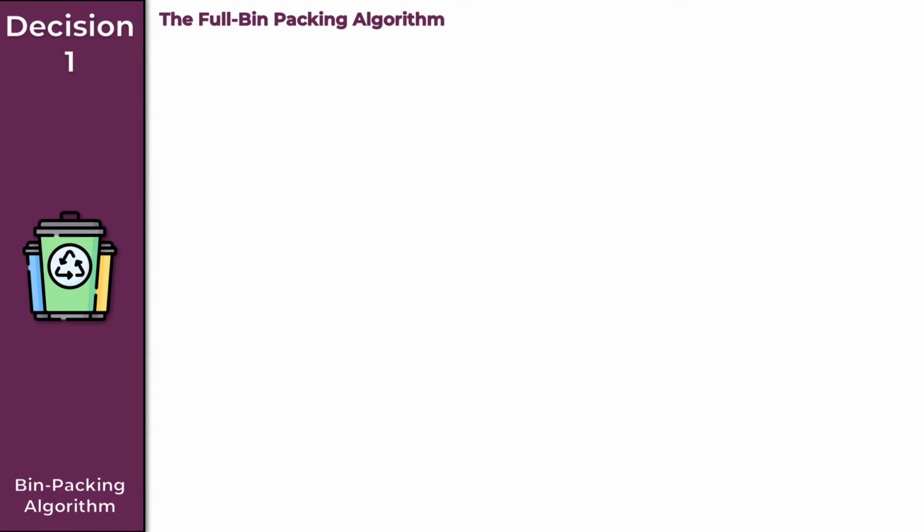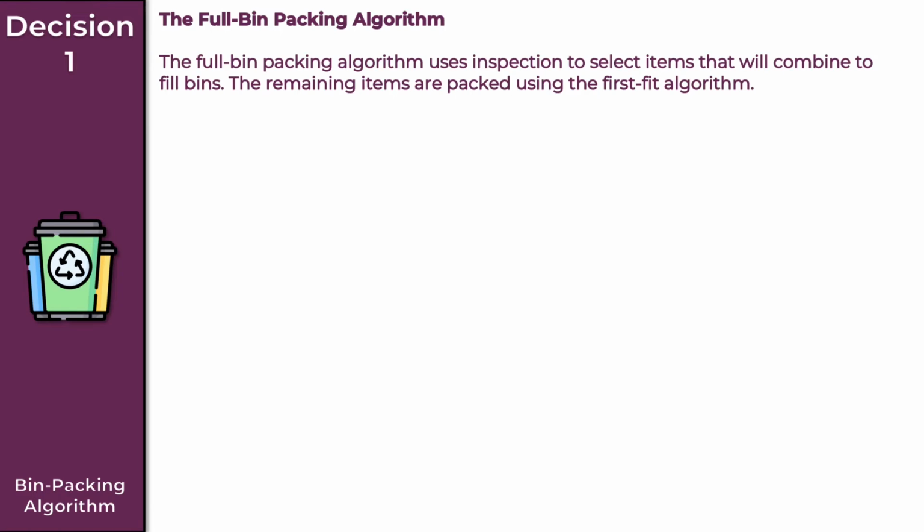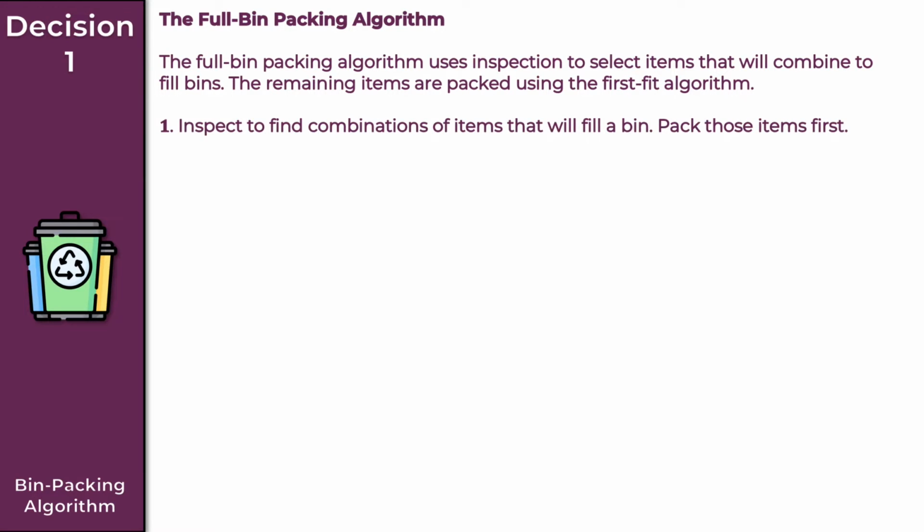And now for the final algorithm here, we have the full bin packing algorithm. The full bin packing algorithm uses inspection to select items that will combine to fill bins. And the remaining items are packed using the first fit algorithm. So for step 1, we inspect to find combinations of items that will fill a bin. We then pack those items first. And then for the final step, step 2, we pack the remaining items using the first fit algorithm.